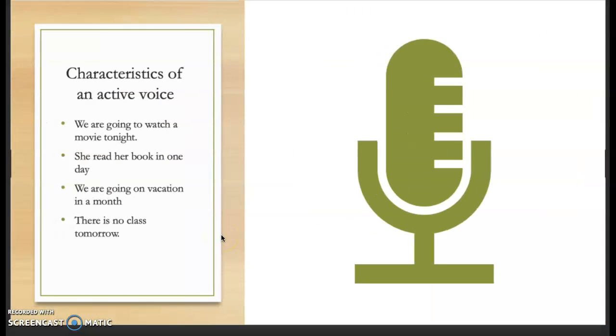Characteristics of an active voice. We have 4 sentences here, and let's go over them so you can see how an active voice can look. We're going to watch a movie tonight. She read her book in 1 day. We are going on vacation in a month. There's no class tomorrow.